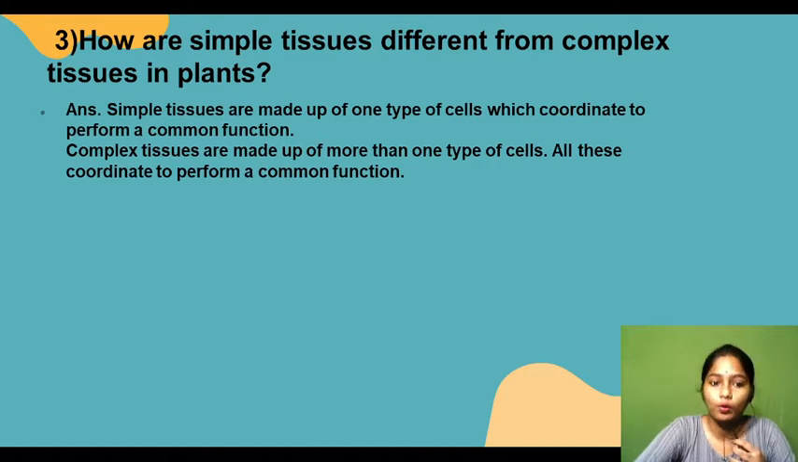But complex tissues are made up of more than one type. They are made up of different types of cells and all these also coordinate. They also work together to perform a common function. So the main difference is, in simple tissue all the cells are of the same type, but in complex tissues the cells are of different types.